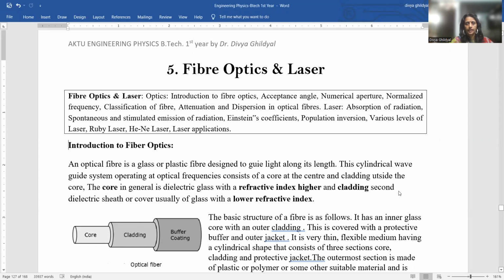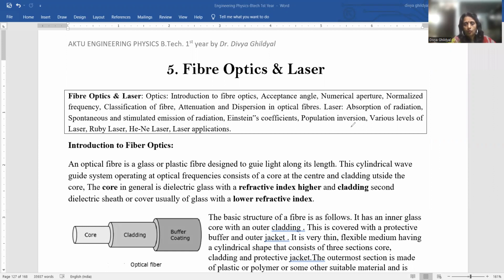Divya Ghildayal, in continuation with my lectures for your AKTU B.Tech first year engineering physics syllabus. Today, I will be briefing you your fifth unit, laser. Let us see what is the syllabus for laser first. Laser, absorption of radiation, spontaneous and stimulated emission of radiation, Einstein's coefficient, population inversion, various levels of laser, ruby laser, helium neon laser, and applications of laser.